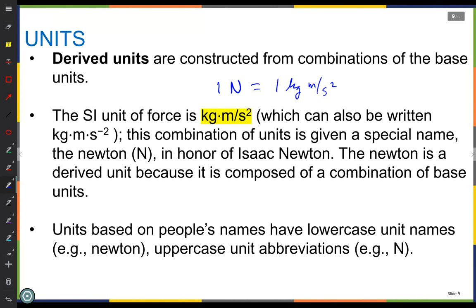There's a standard down here, the last bullet. When we talk about Sir Isaac Newton, of course, we capitalize the N in Newton. When we talk about the units of force, a newton, we don't put a capital N. So that's a way of distinguishing between the person and the unit named after him. But for the symbol, we still use a capital N.